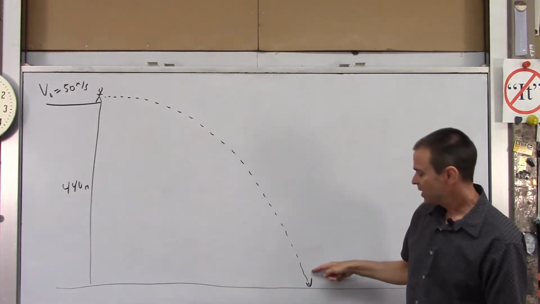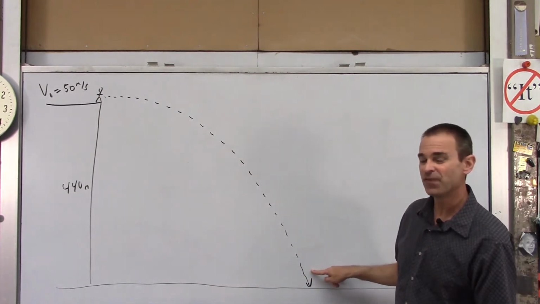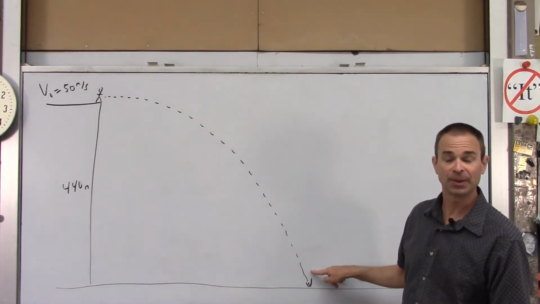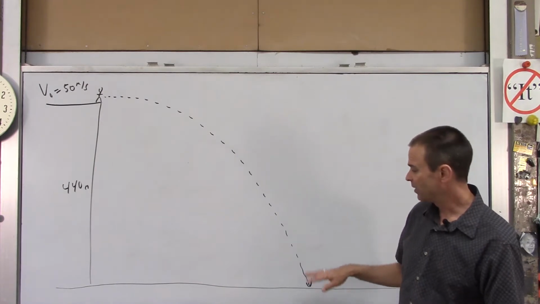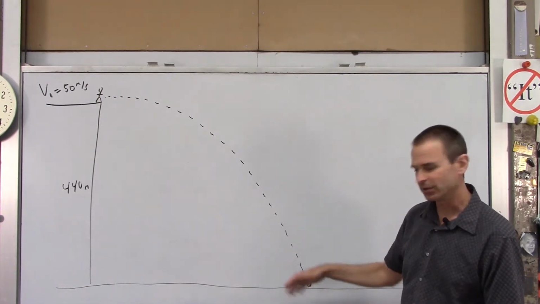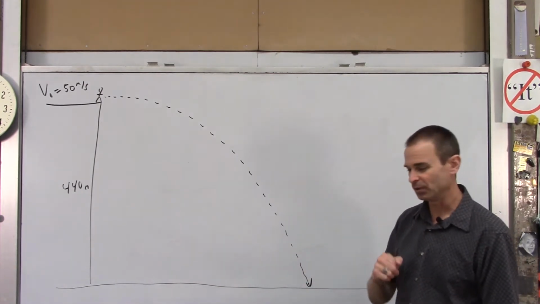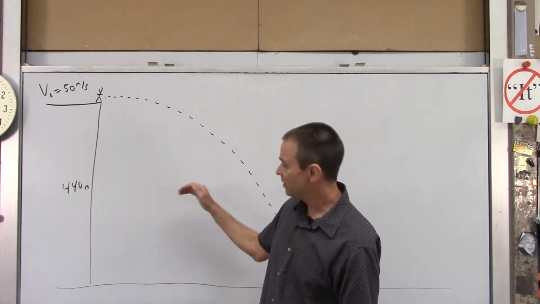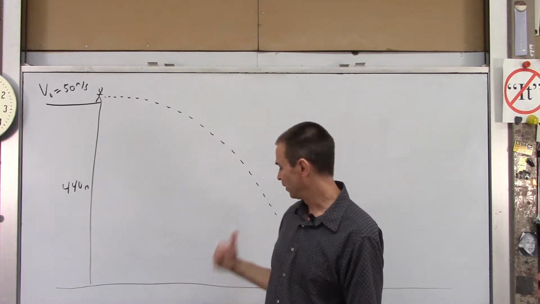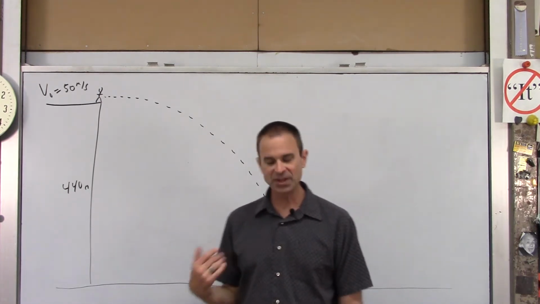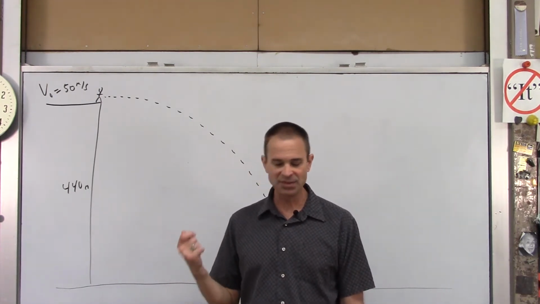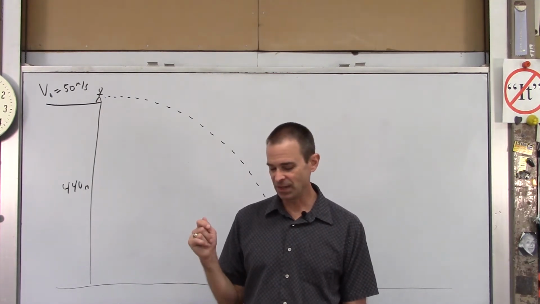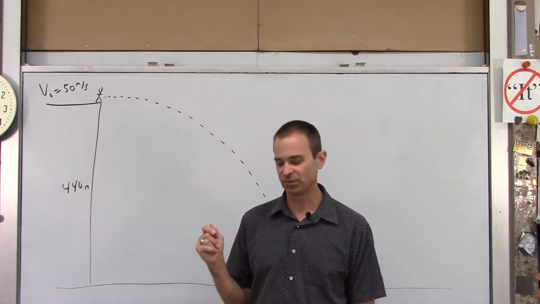Also note that it will never go vertically. Assuming there's no air resistance, and in this problem we're going to make that assumption, it will never be going straight down. It'll always have a horizontal component of velocity. After we determine the time in the air, where it lands, and the impact velocity, we're also going to sketch the velocity vectors as a function of time and the acceleration vectors as a function of time.